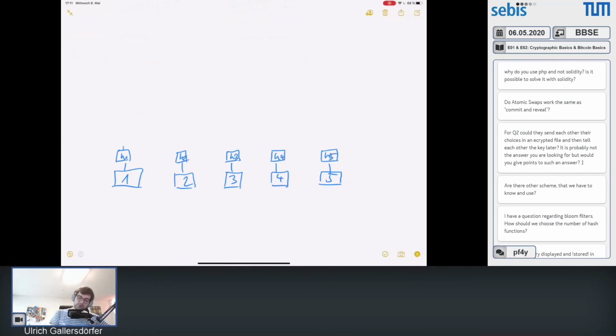So what we do here is we create a new hash here, and this hash is hash 1 concatenated with hash 2. This is also here, hash 3 and hash 4. And now we approach this one here, this on the right.